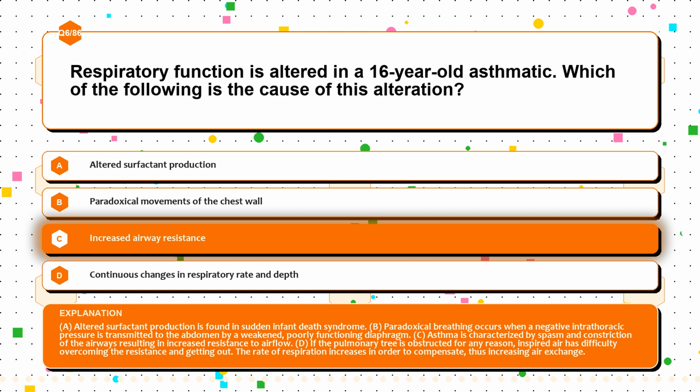D. If the pulmonary tree is obstructed for any reason, inspired air has difficulty overcoming the resistance and getting out. The rate of respiration increases in order to compensate, thus increasing air exchange.